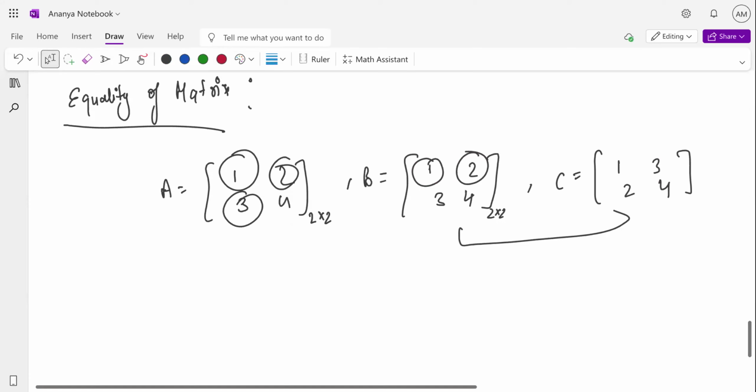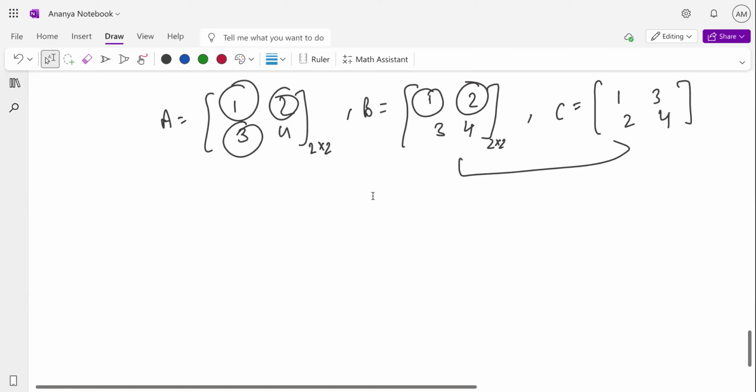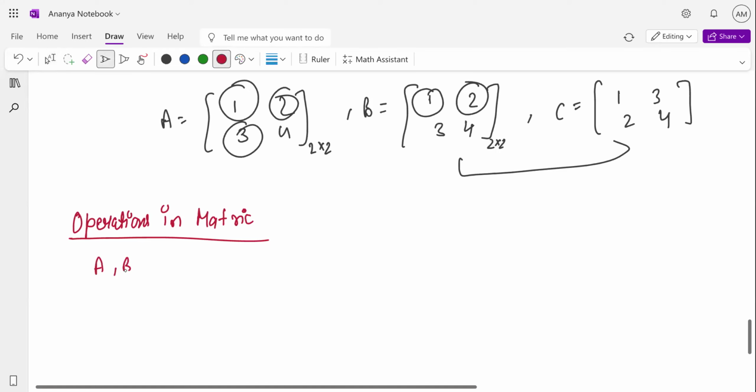Now we come to operations in the matrix. This is the most important part. If you understand the operations, we can move to the problem solving part. Yes, sir. Operations in matrices. Just a very simple idea I'm giving. If you see two matrices A and B, what operations can you perform between these two?